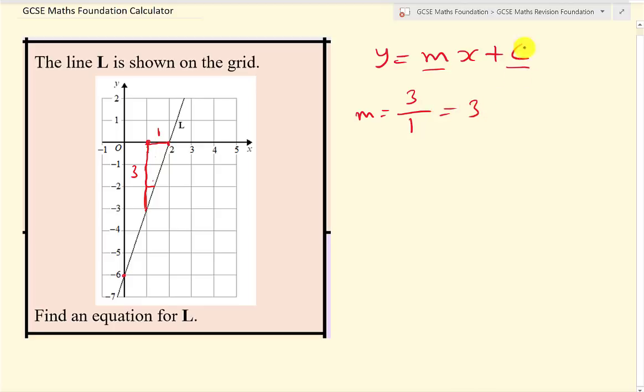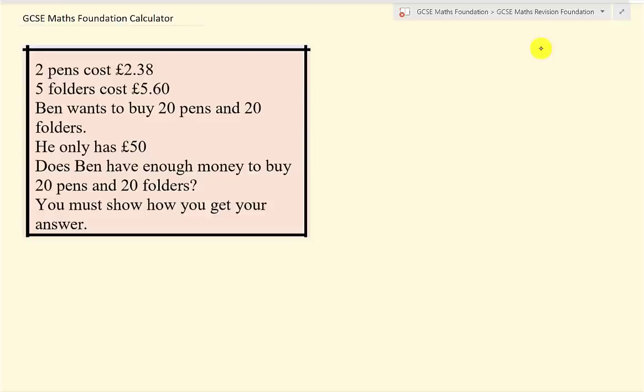And the y-intercept is going to be this number here, where the line crosses the y-axis, which is -6. So the y-intercept is -6. Now we've got the gradient and the y-intercept, so let's write down the equation. y equals, gradient is 3x, and y-intercept is -6. So the answer is y equals 3x minus 6. These are questions that are usually worth 3 marks, so 2 marks for the gradient and 1 mark for the y-intercept. We have another problem solving type of question.